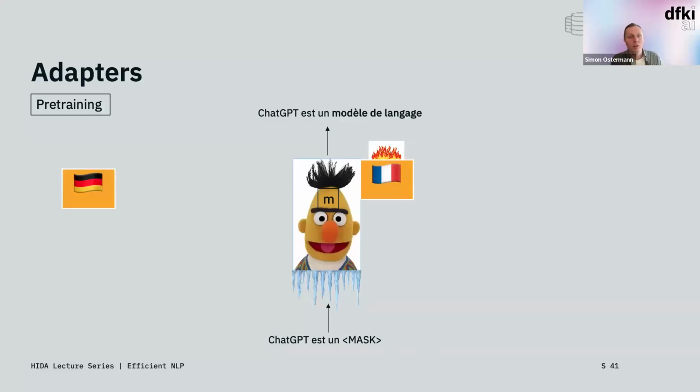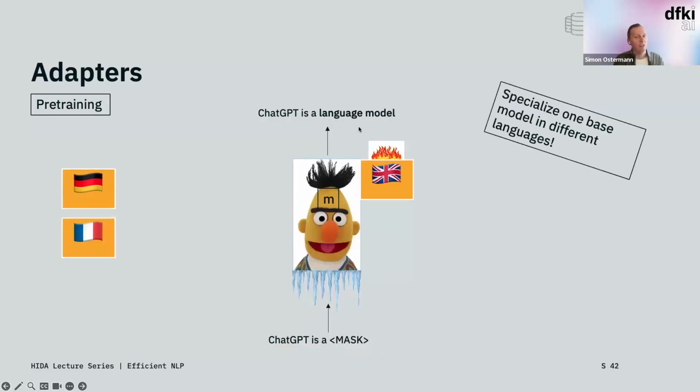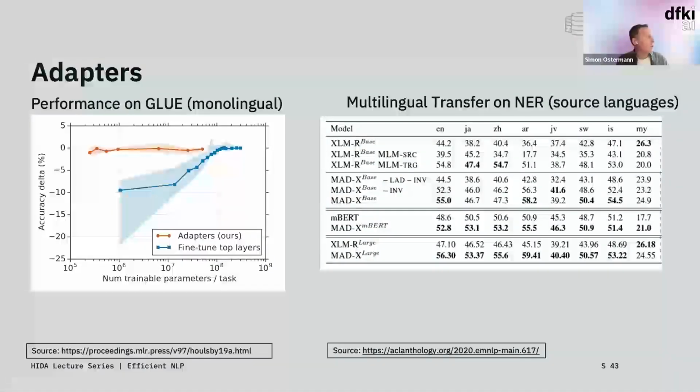And I can use the same model to make an expert for French, for example, by using French data: "ChatGPT est un", and then the model has to predict "modèle de langage". And the same for English, right? You can say "ChatGPT is a", and the model has to predict "language model". So you can specialize one base model in different languages. And well, this works crazy well.